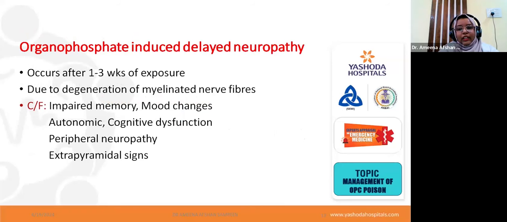Organophosphate induced delayed neuropathy occurs 1 to 3 weeks after exposure. This occurs because the toxin has damaged the myelinated nerve fibers. The patient presents with impaired memory, mood changes, autonomic or cognitive dysfunction, peripheral neuropathy, and extrapyramidal signs.